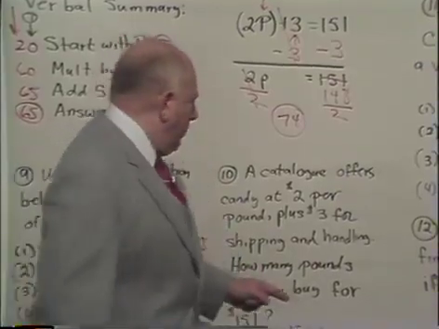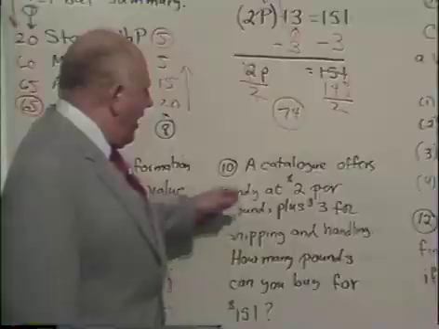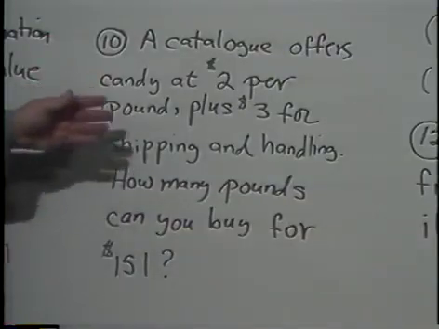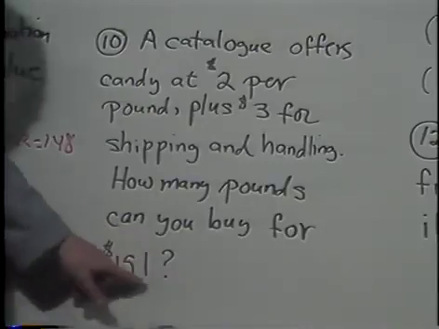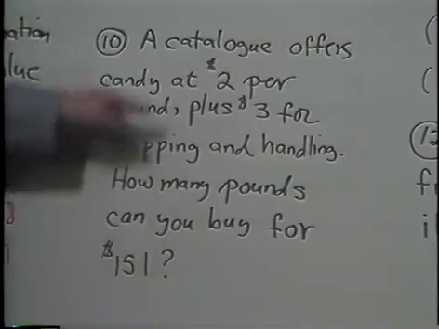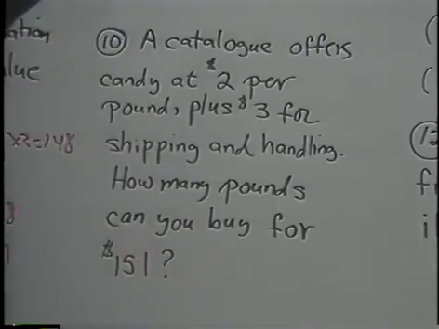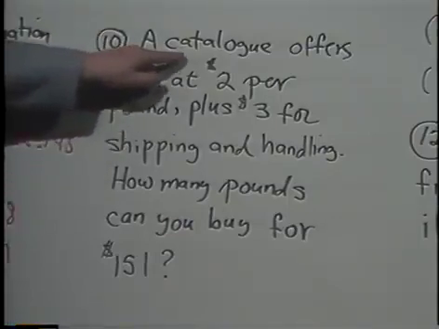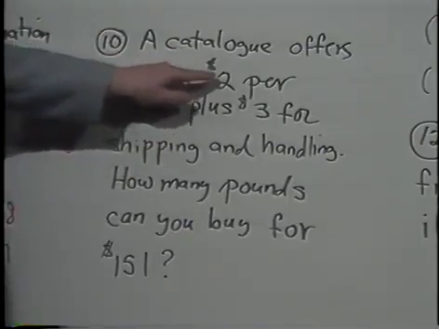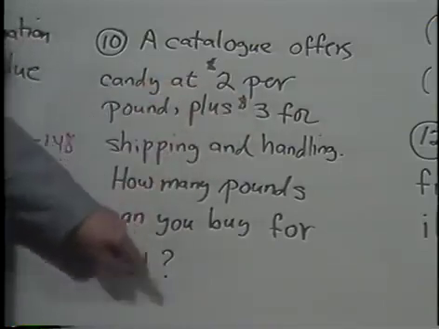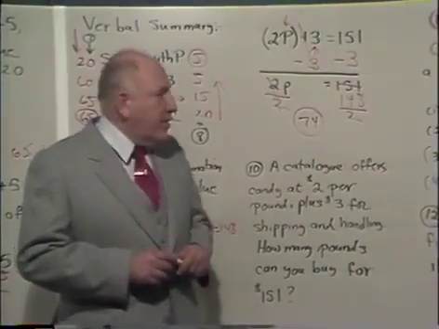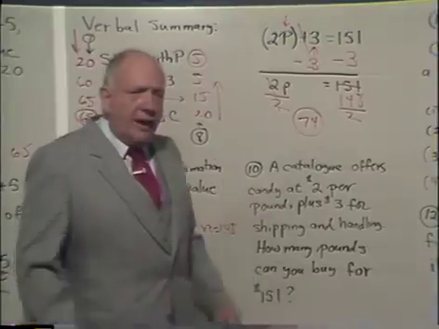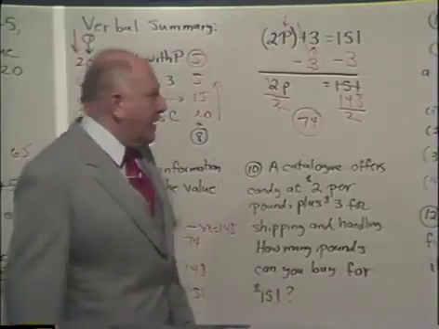But the important point is, look at this problem here. A catalog sells candy at $2 per pound plus $3 for shipping and handling. How many pounds can you buy for $151? That's exactly the problem we just solved over here. You see, the number of pounds is P. 2 times P plus 3 equals 151. That's why I want you to have some skill with this. And let's just practice one more to see if you've got the knack of this.